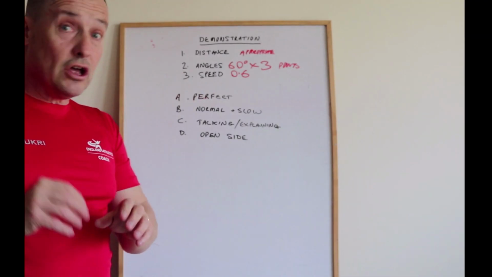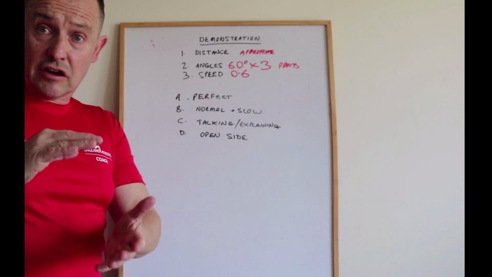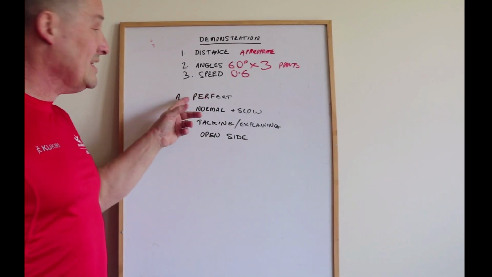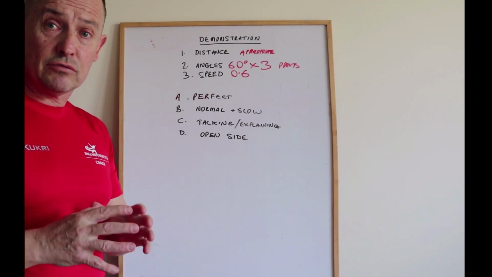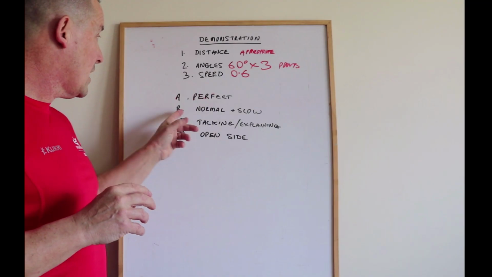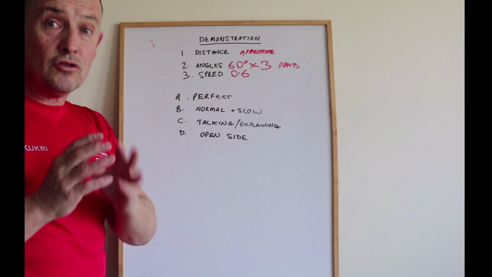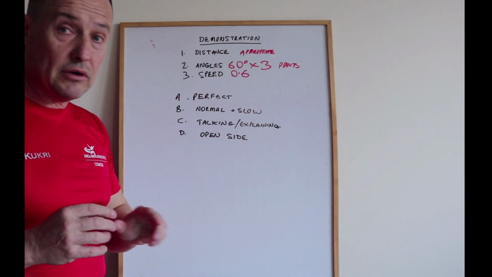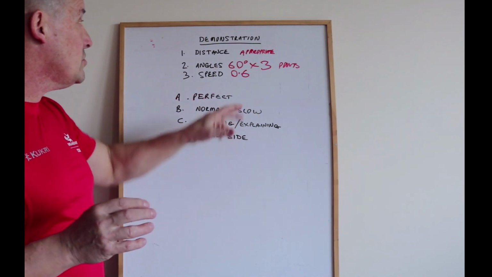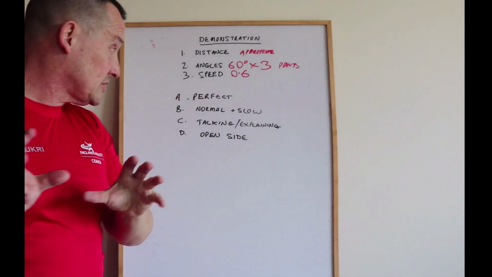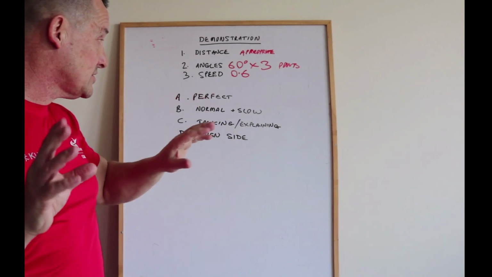Coming back to our board, these notes are in the notes section below, so don't worry about remembering them. You can print these things off. So firstly, we need to be able to do a perfect visual demonstration. Now, if you can't do that, have an example of one near to you. We would do this normally at normal speed and then at slow speed, slower than 0.6 of a second. We would obviously be doing it at an appropriate distance and at the correct demonstrating angle. We'll come back to that in 1 second.